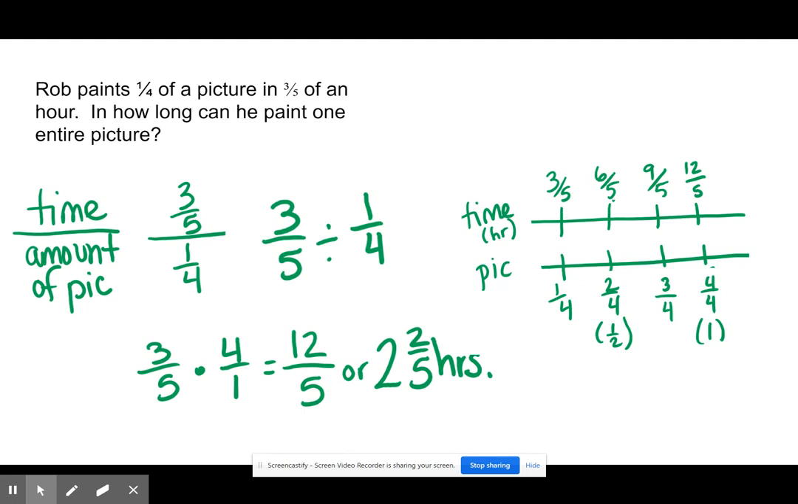So the time and the picture are growing at the same rate. 3/5 of an hour is 1/4 of the picture. Then another 3/5 would be 6/5. Then another 1/4 would be 2/4, right? It's growing. Then 9/5 is 3/4 of the picture. 12/5 is the full picture, and that's where the answer shows up on the double number line. It's all about patterns.